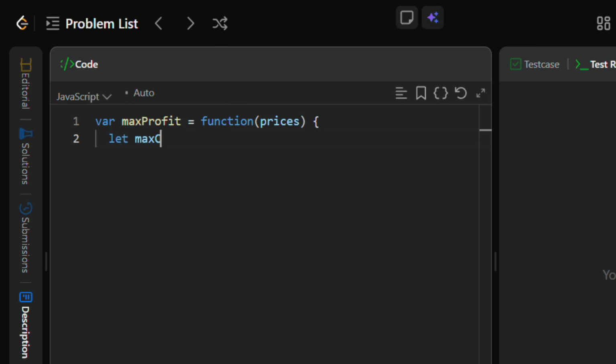We create max cur and set it to 0. This represents the best profit we can have if we end the trade on the current day. We create max so far and set it to 0. This stores the best profit we've seen anywhere so far.